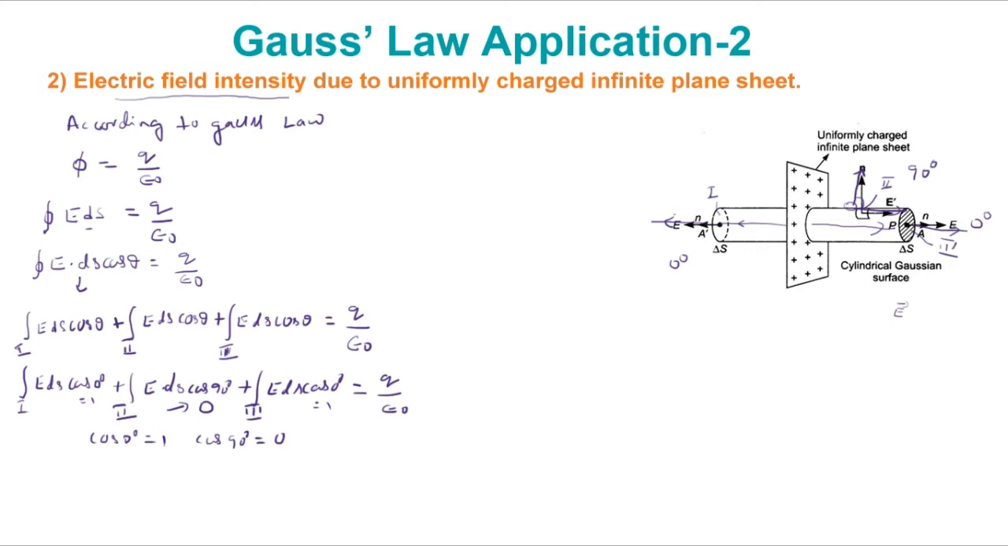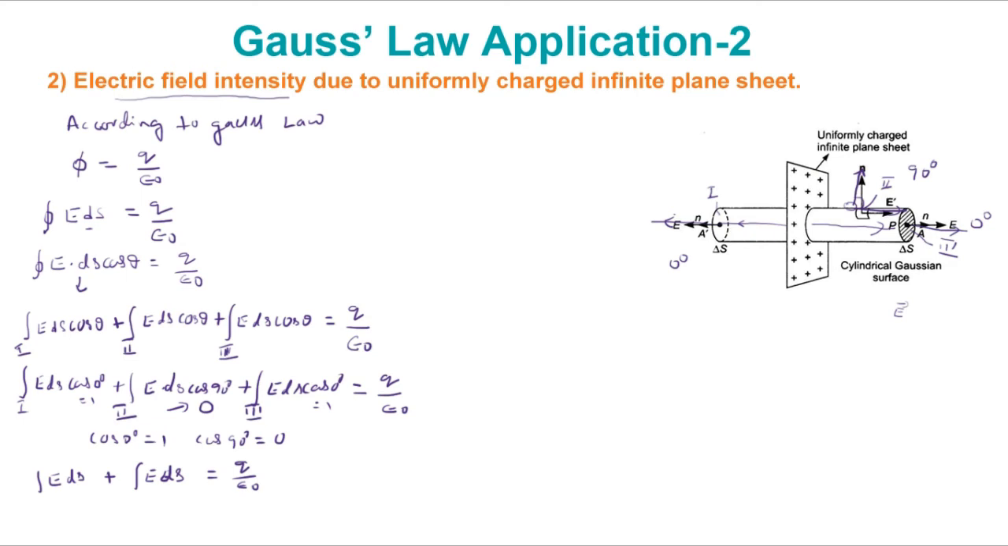Are you clear? Now I will write the first part. What is left? Integration of E·dS, because cos 0 is 1, plus E·dS for the third part. Here this is also 1, E·dS is left. So E·dS plus E·dS is equal to Q by epsilon naught.